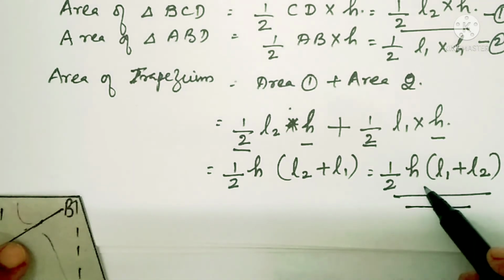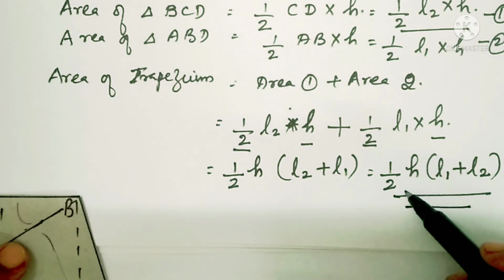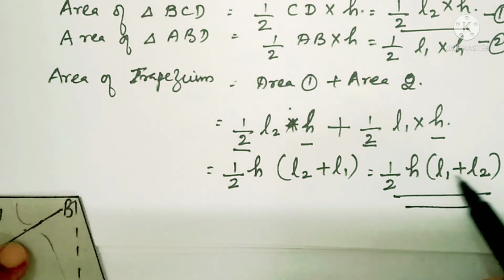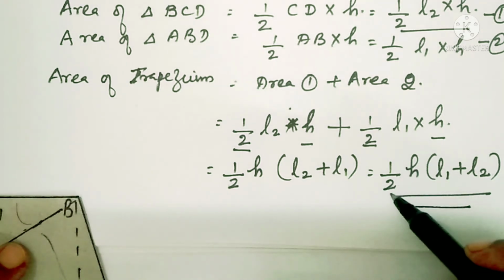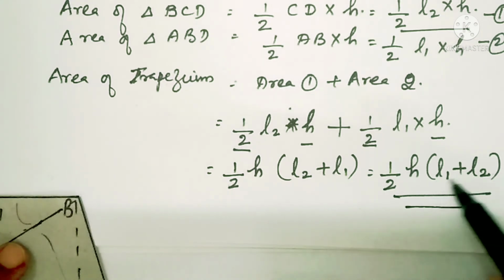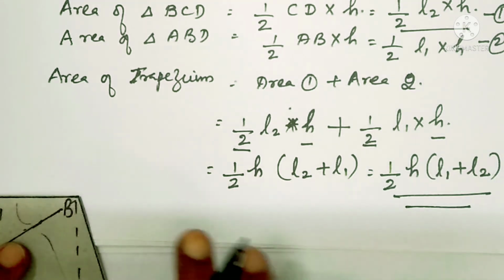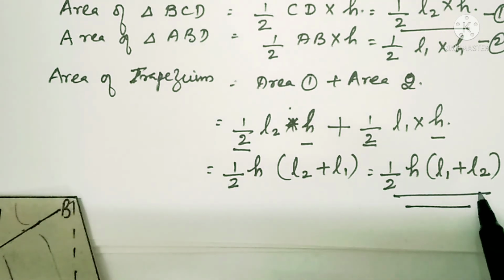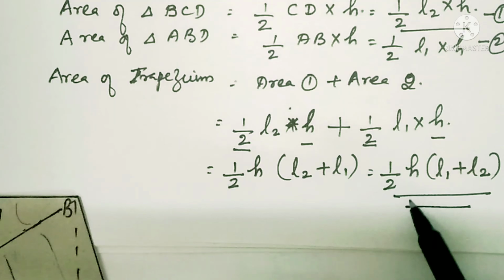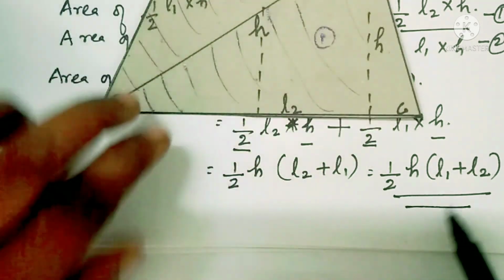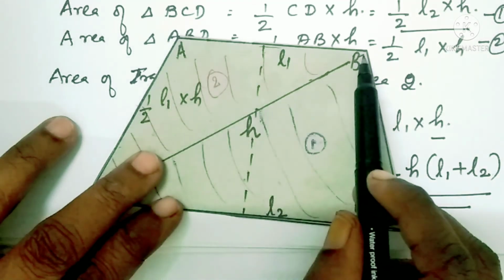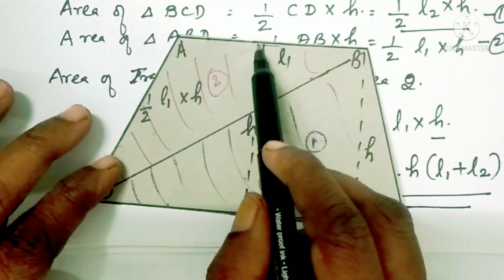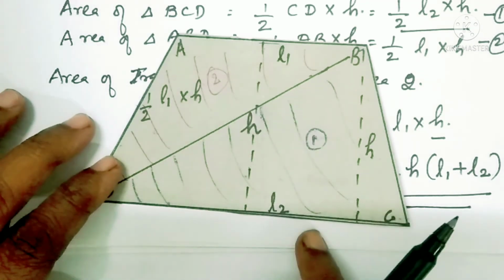Now, what is H? H is the height of the trapezium. L1 and L2 are the lengths of the parallel sides. So, what is the area? Half into height into sum of parallel sides. So, this is how we got the area of the trapezium as half H into L1 plus L2. L1 and L2 are the lengths of the parallel sides, and H is the height. If this is L1, this length is L2 and this height is called H.